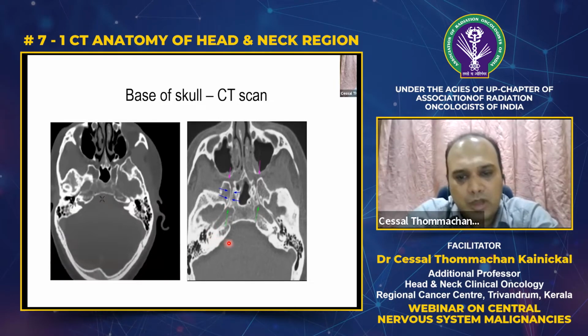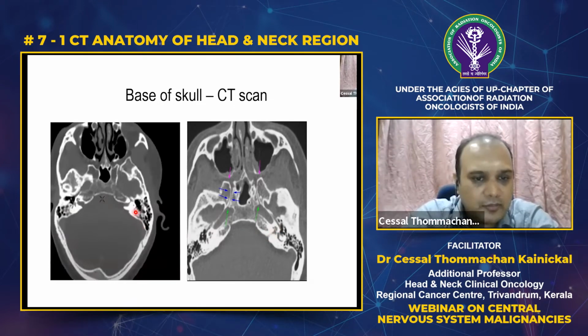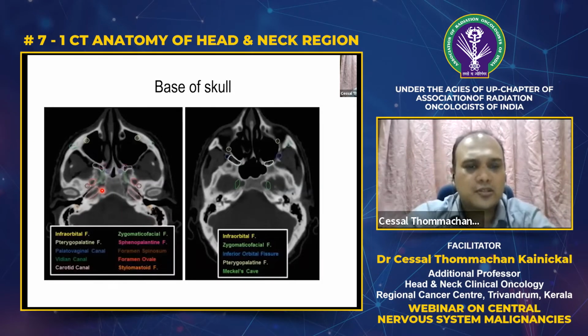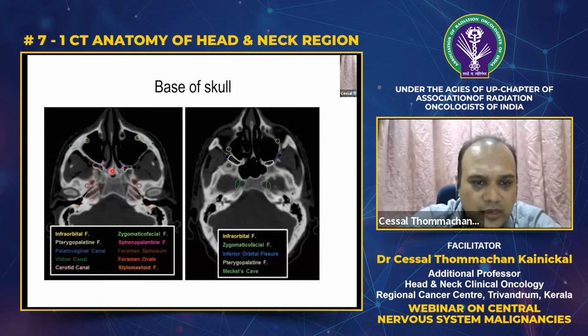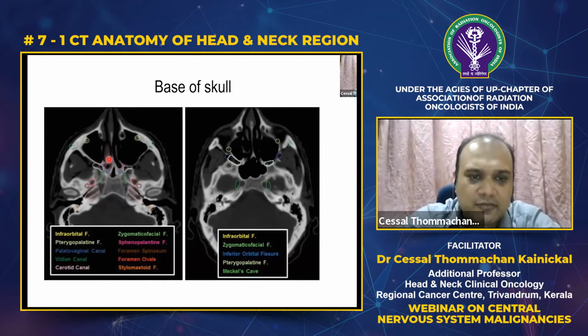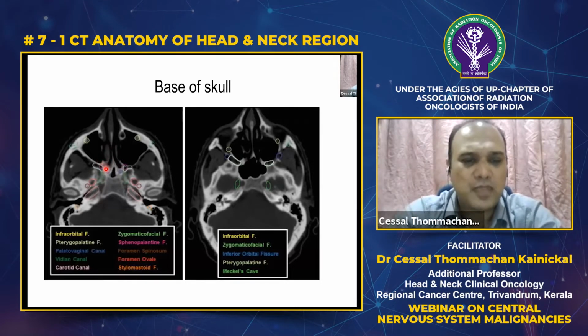Now you have the internal acoustic meatus. You have the cochlea here. Now coming to the connections. I have already mentioned this is the pterygopalatine fossa here. The pterygopalatine fossa is connecting to the nasal cavity through a foramen called the sphenopalatine foramen. You will not be able to make this out at all.